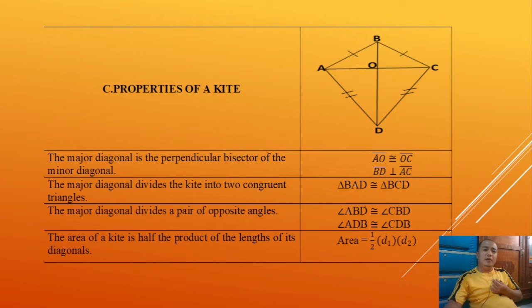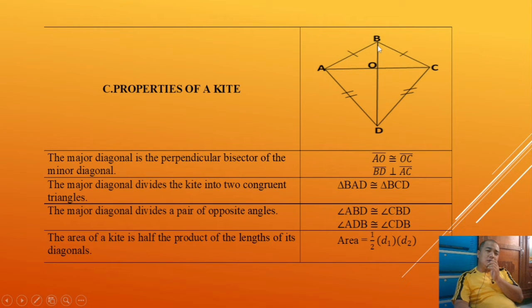Let's also go to the properties of a kite. So we have here a kite ABCD. The major diagonal is a perpendicular bisector of the minor diagonal, right? So BD is the major diagonal. The minor diagonal, which is smaller, is AC. So it says here the major diagonal is a perpendicular bisector of the minor diagonal. AC is the minor diagonal.